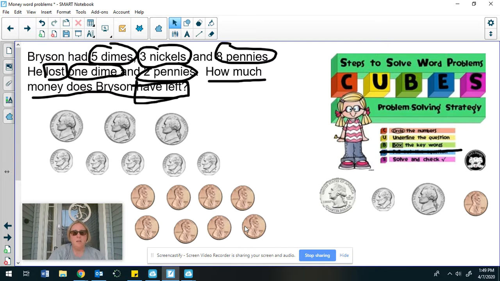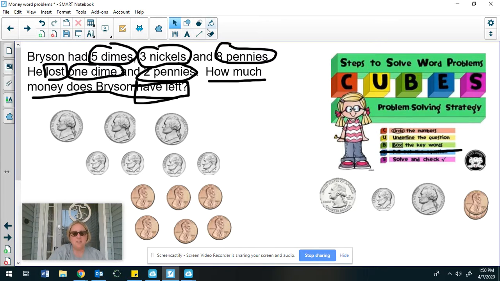Now, I don't want to count all of this right now because I'm not done. The problem says that Bryson lost 1 dime and he lost 2 pennies. So I'm going to come over here and I'm going to take this dime away, 1 dime, and I'm going to take 2 pennies away. And now I want to know how much does Bryson have left.